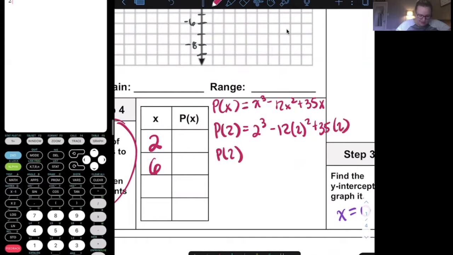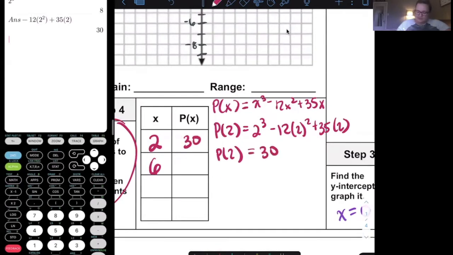And I'm just going to use my handy dandy calculator, so this will go quickly. So we're going to have 2 to the third, minus 12 times 2 squared, plus 35 times 2, which is 30. Should be right.